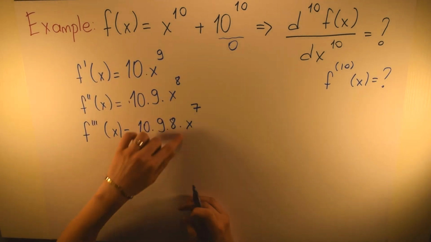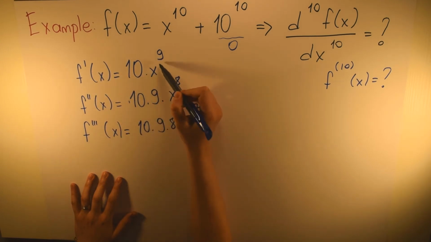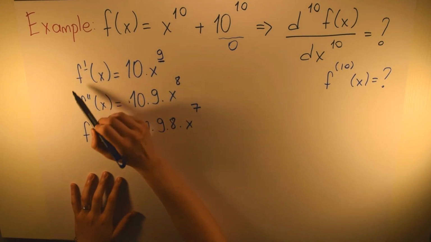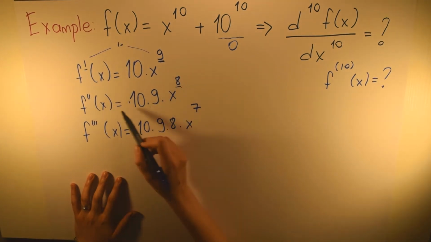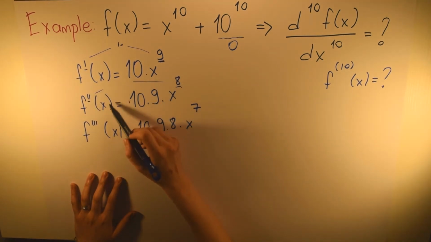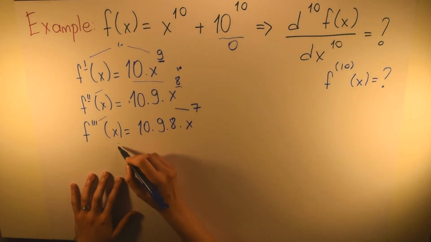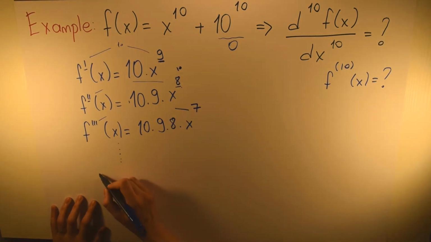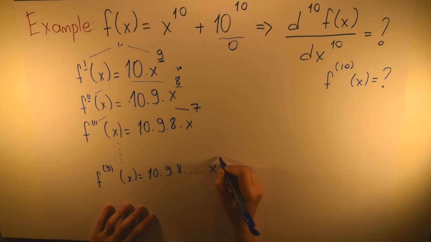Did you realize anything here? When you look at these, for example here, we have x to the power of 9, and this is our first derivative. You see, the sum of these two is 10. Also here we have 8 as an exponent, and this is our second derivative, and their summation is equal to 10. Also here we have 7, we have 3, which means when it goes like this, for example, the ninth derivative, let's say we will have 10 times 9 times 8 times, it goes like this, and we will have x to the power of 1.